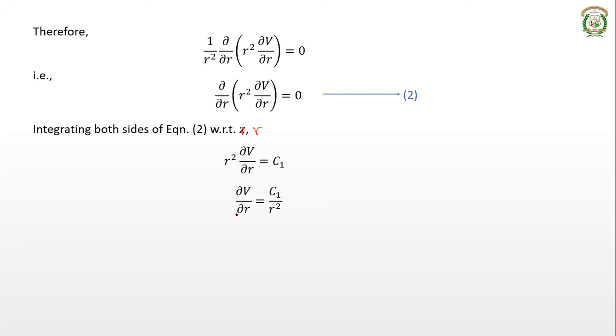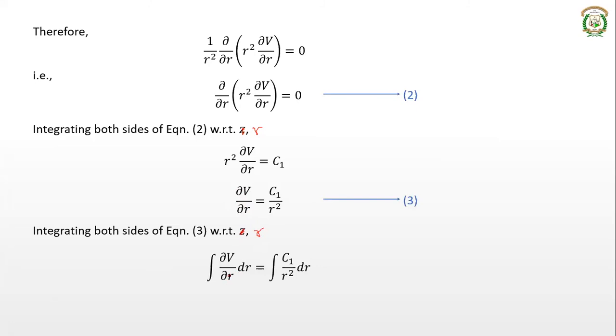Now to find V, again I have to integrate this with respect to r, right? If I integrate with respect to r, differentiation and integration get cancelled out. What remains is only V. So it is integration of C1 divided by r square with respect to r. Right? C1 you can keep outside. So integration of 1 by r square is minus 1 by r. So this is V, which is equal to C1 into minus 1 by r plus C2, another constant C2. So C1 into minus 1 by r, I can write as minus C1 divided by r. So this is the expression for V.